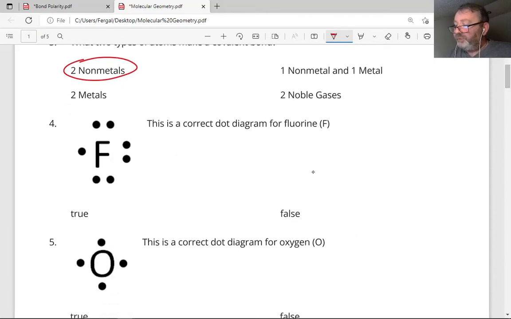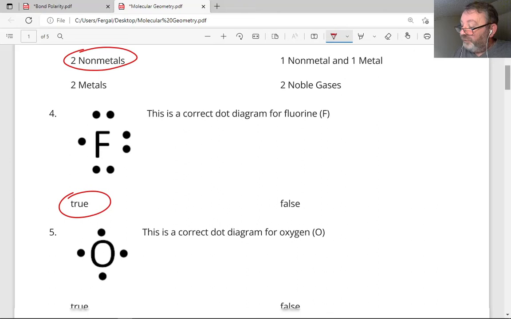Is this a correct dot diagram for fluorine? Well, the number of electrons on the outside of fluorine is exactly the same as the number of the group it's in. So if fluorine is in group 7, then 1, 2, 3, 4, 5, 6, 7 is correct. The first 3 pair off, and you've got 1 left over unpaired, which actually makes fluorine a free radical. So yes, it's true.